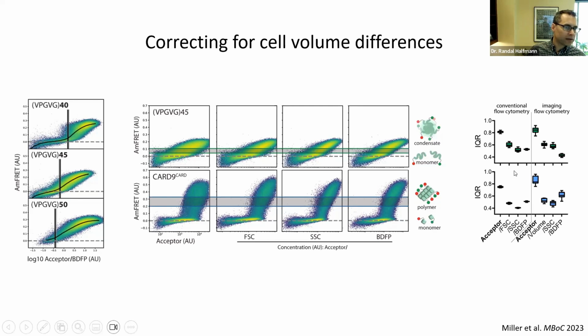And so that's just quantified on this axis over here. And this on the left just shows you the expected relationship of the repeat number of VPGVG to the phase boundary, right? So as we increase the length or the number of repeats, our phase boundary shifts left. So that means the condensate becomes more and more stable.